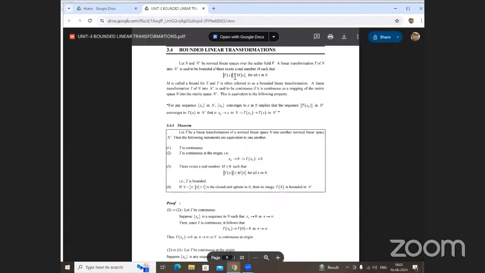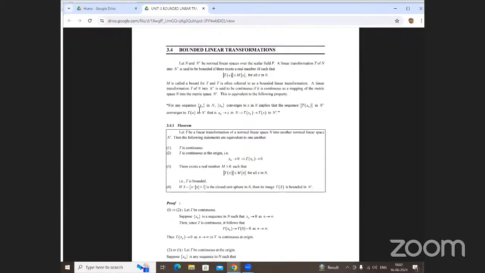At the same time, from the bounded part, the linear transformation is also continuous. What is the continuous part? Suppose you take any sequence in N, and the convergence point is X. So Xn converges to X in the domain N and the codomain N dash.